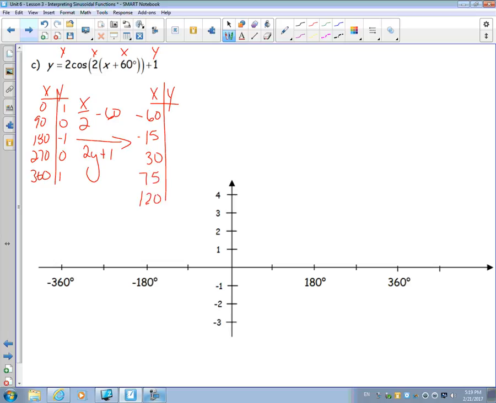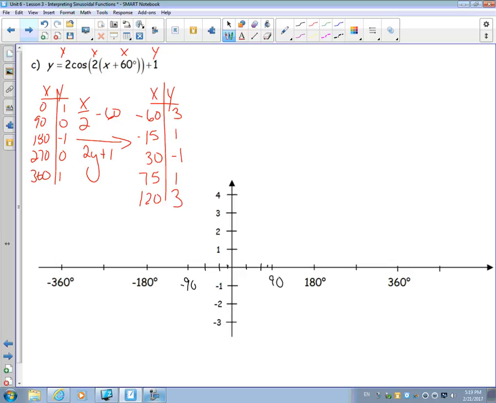The y's, we're going to double them and add 1. So 3, 1, negative 1, 1, and 3. Okay, we're going to do some estimating again. So here's negative 90. Here's positive 90. Breaking it into thirds. Okay, 30, 60, 90. But I also need some 15s. Well, 15 is going to be like halfway between the 0 and the 30, right? 75 halfway between. We have to really do some estimating.